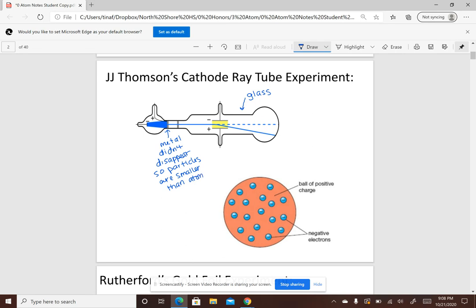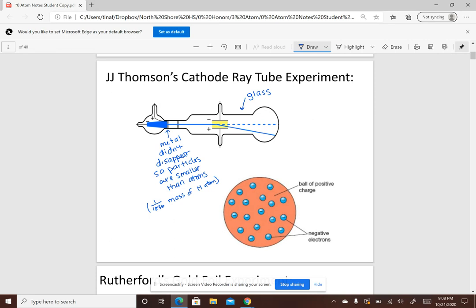And he actually figured out that the particles leaving the metal in the radiation were this much smaller than the hydrogen atom, which is the smallest atom. So that's so tiny that it's almost irrelevant. It's almost non-existent.